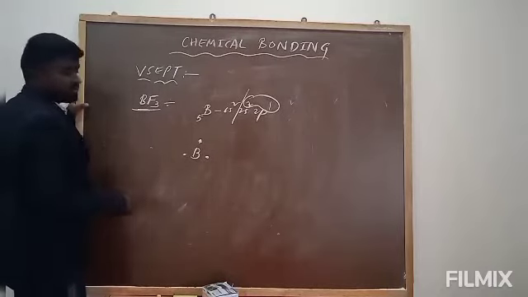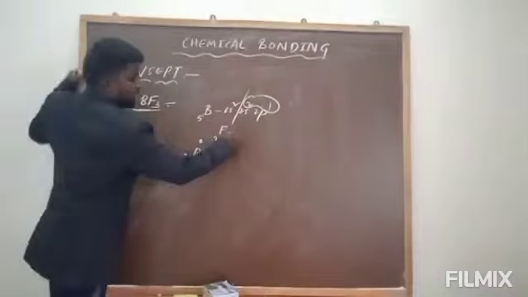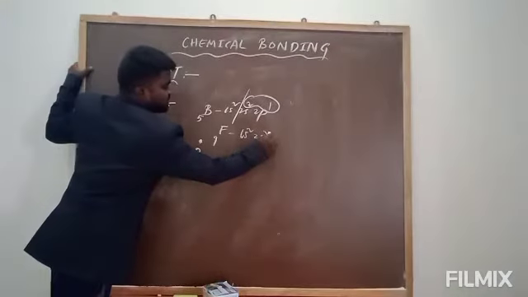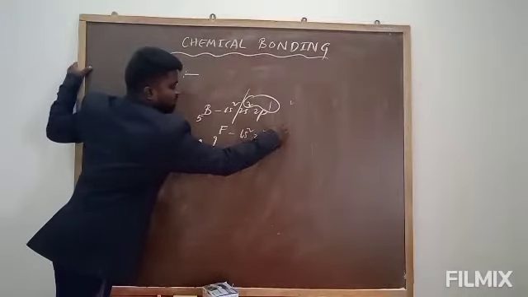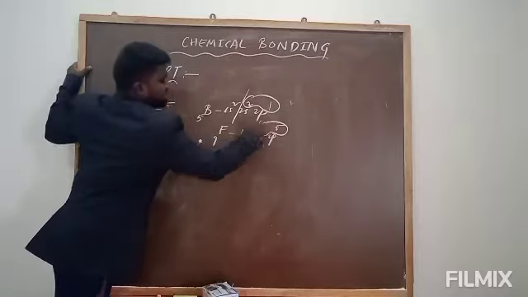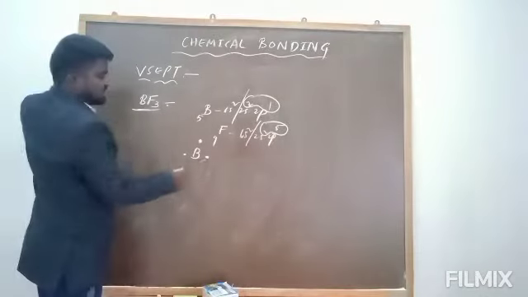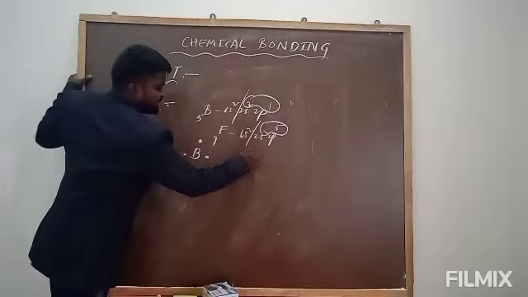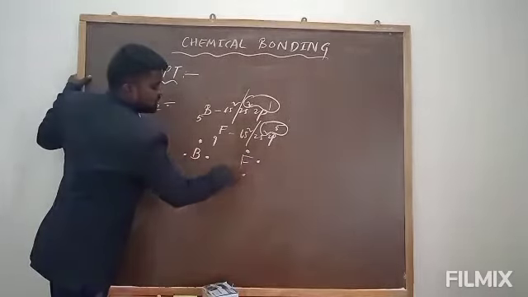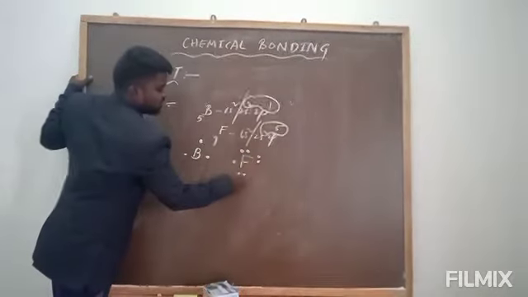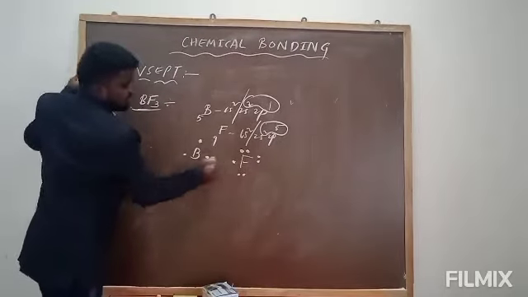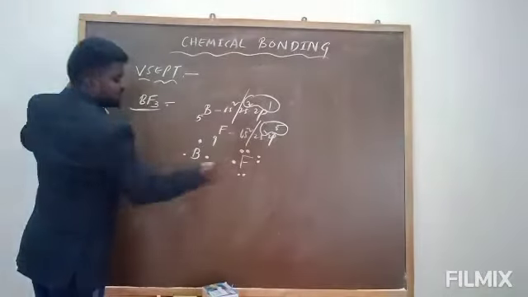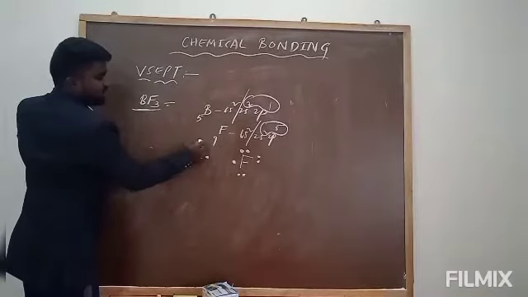Next, fluorine is there. Fluorine atomic number 9. Configuration 1s2, 2s2, 2p5. Then how many valence electrons? 7 valence electrons are there. So fluorine has 7 valence electrons around the fluorine atom. So how many bonding electrons are there? 1 bonding electron. Boron contains 3 bonding electrons.